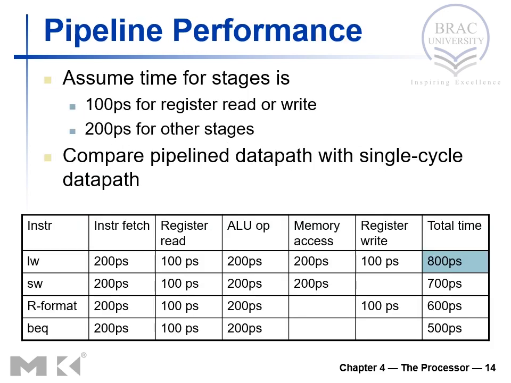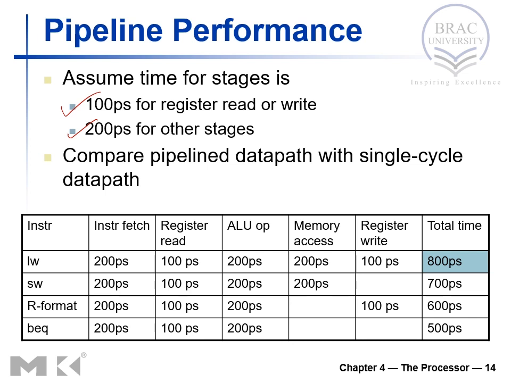Now pipeline performance. Assume time for stages is 100 picoseconds for register read and write. So let's assume that 100 picoseconds is required for register read and write. That means when we are performing the read operation, and when we are performing the write back operation, it takes a similar amount of time, and 200 picoseconds for other operations.